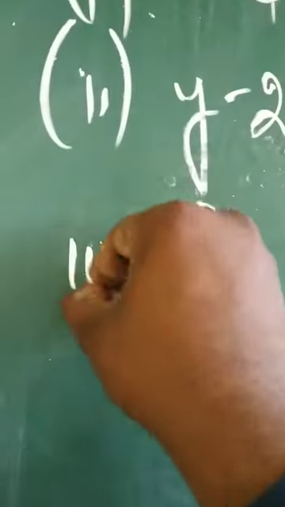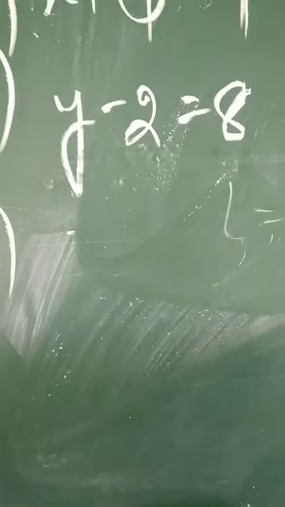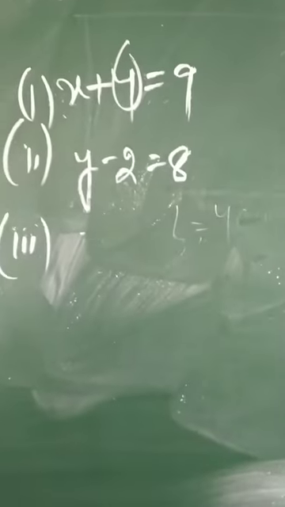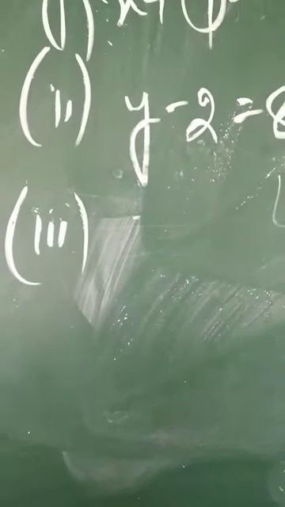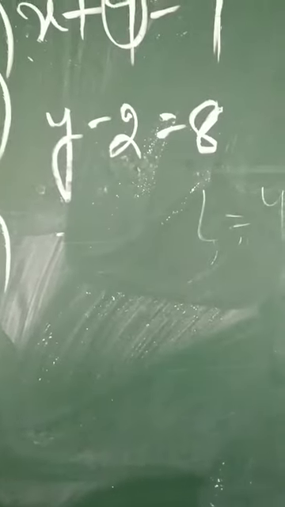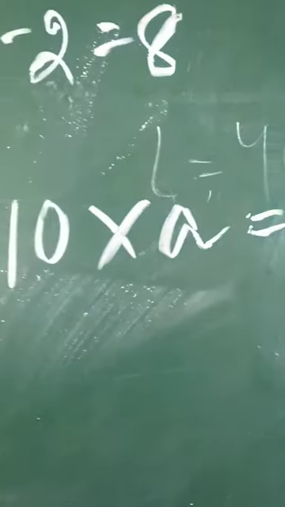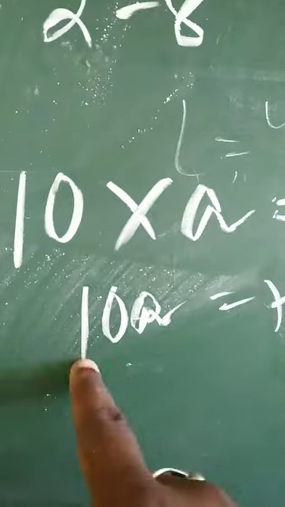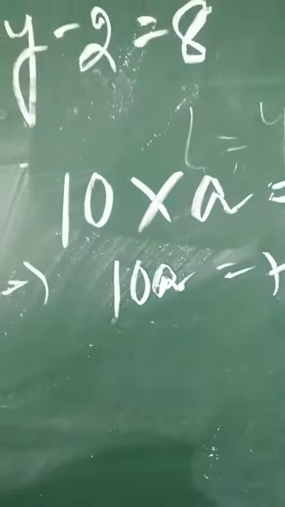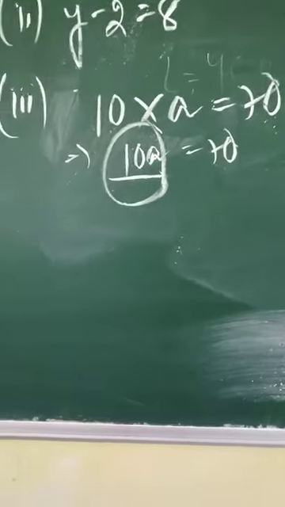Now in the third question, 10 times of a is 70. Whenever we hear the word times in mathematics, they're talking about multiplication. So 10 times of a is 70 means 10 into a is equal to 70, or we can write 10a is equal to 70. There is no sign between 10 and a, which means they are multiplied to each other.